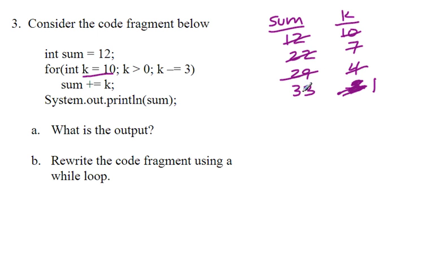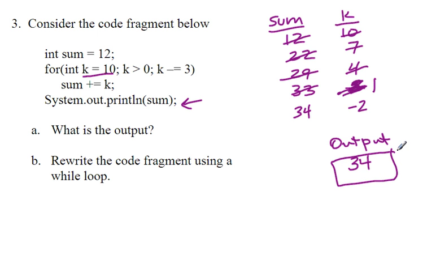I add 1 onto 33. That gives me 34, and then I subtract 3. I'm at negative 2. Finally, k is a number that is not greater than 0. I break out of my loop, and this is the first time I've been at the System.out.print line, and so my output is only that last number, sum, 34. So there's my output, 34. Okay, so that's the first part of this.